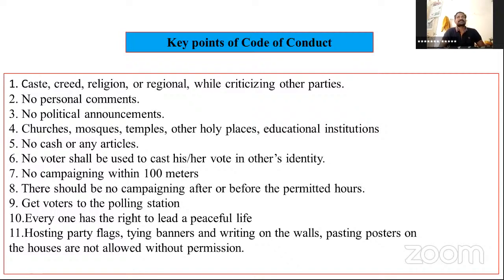Next, there should be no canvassing or campaigning, no election campaigning in places like churches, mosques, temples, and other holy places, and educational institutions. We know very well what educational institutions are: schools, colleges, universities. If you campaign at places like churches or mosques, it will be treated as a violation of the code of conduct.